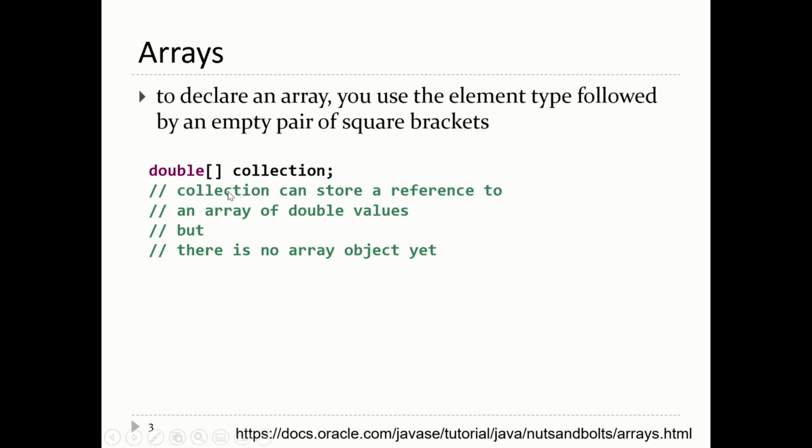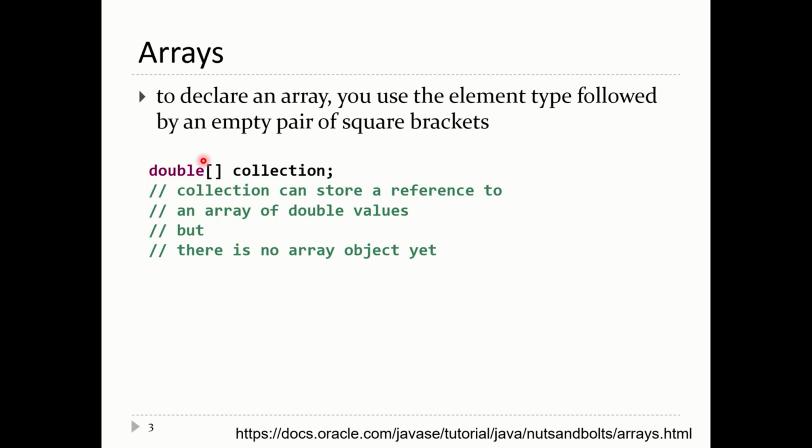When you declare an array variable, it's slightly different in Java than it is in C. In C, you would write double collection, square brackets, and that would make a variable that could store an array object. In Java, the square brackets go on the type instead. So double square brackets collection makes a variable called collection. Now in Java, that variable can store a reference to an array of double values.